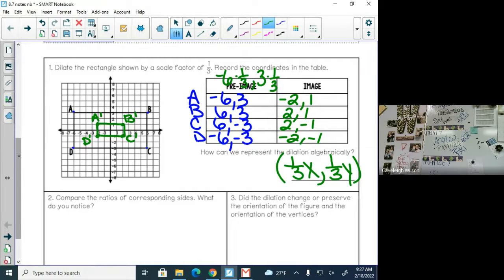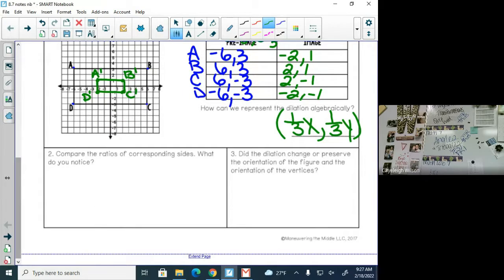Why are there letters in there? No, all right. So it says, and this is where we're going to get into what Ryan was saying: compare the ratios of corresponding sides and what do you notice?